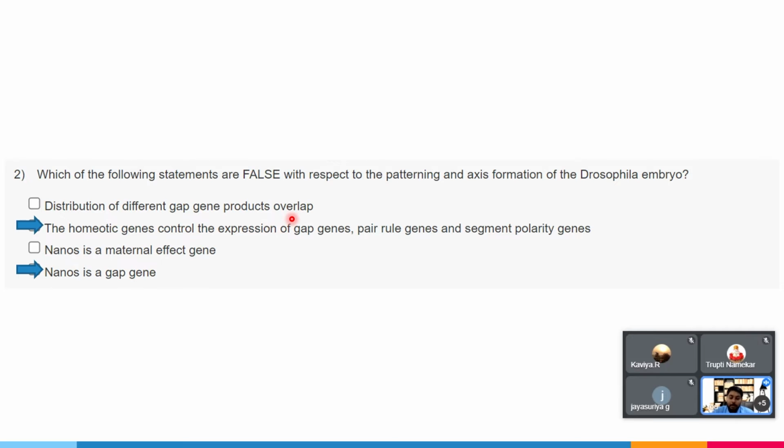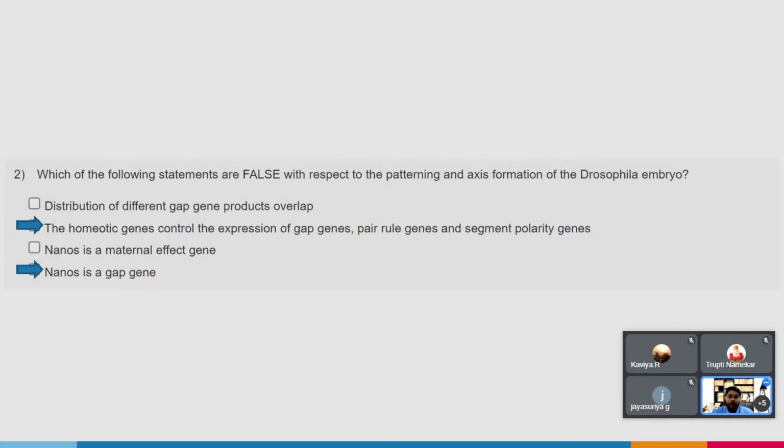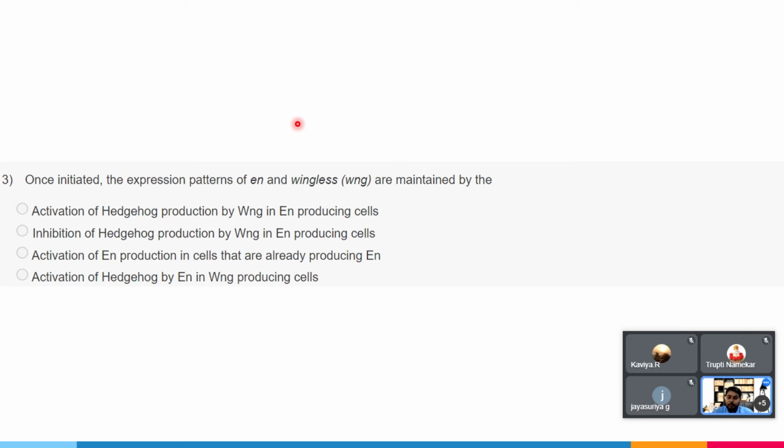So in this particular picture where we are seeing these broad stripes, these stripes are not very sharp like the ones we have seen in the parasegment. These can overlap amongst each other, and we see a very fine boundary as well. So we move on. Okay.